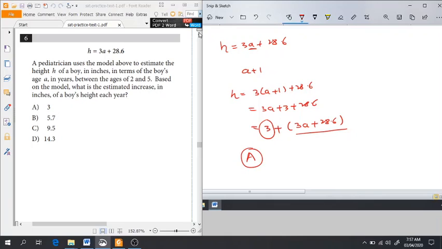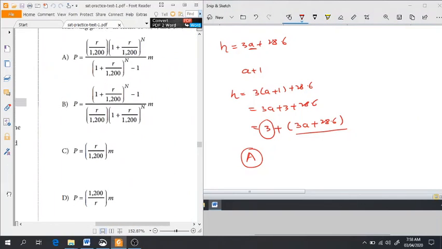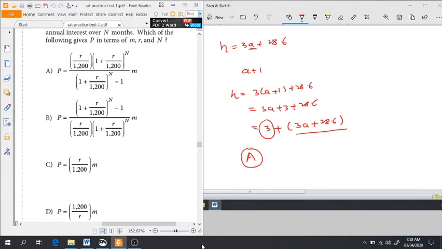There are many ways to solve. Some students substitute 2 and 5, then do the subtraction and then simplify. It's much longer, so it is better, as they are saying each year, to increase the age by 1 and solve for it. Okay, let's do question number 7.